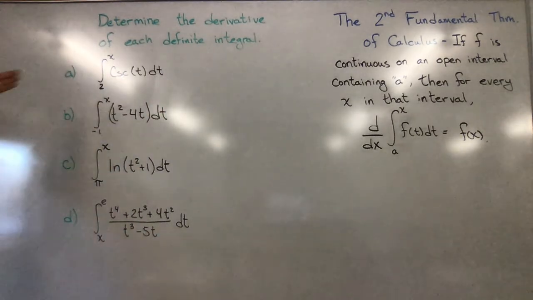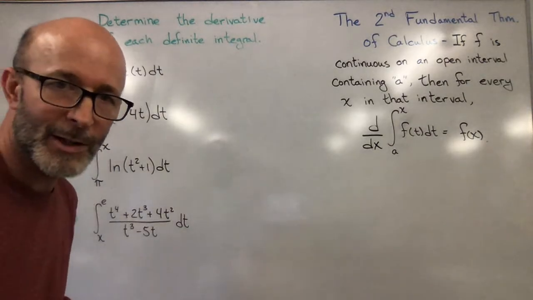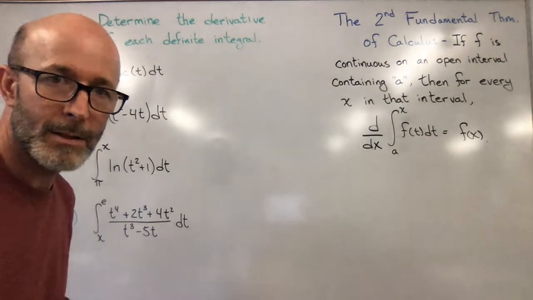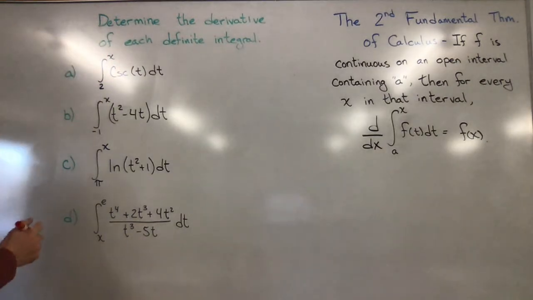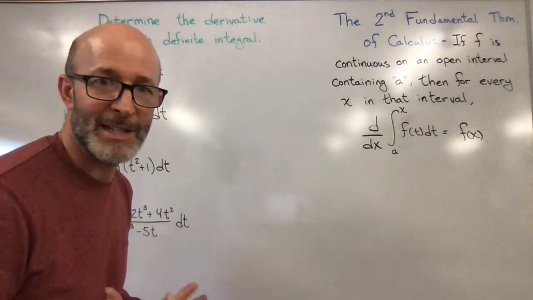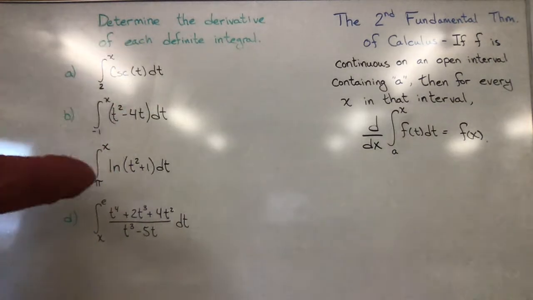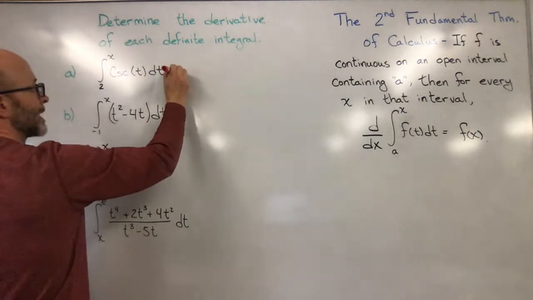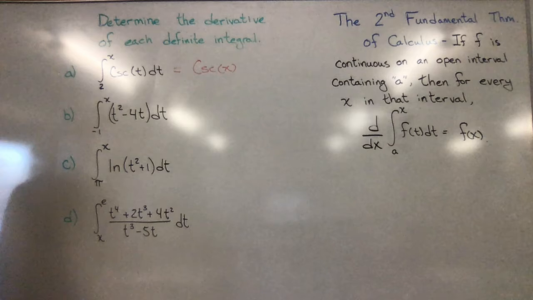So, part A here, I have cosecant. Do you know what the integral of cosecant is? Yeah. Neither do I. Actually, I do. I'm just not telling you yet. But you don't know it, so that's okay. But you know that when you take the derivative of this integral, it's just going to be cosecant of x.